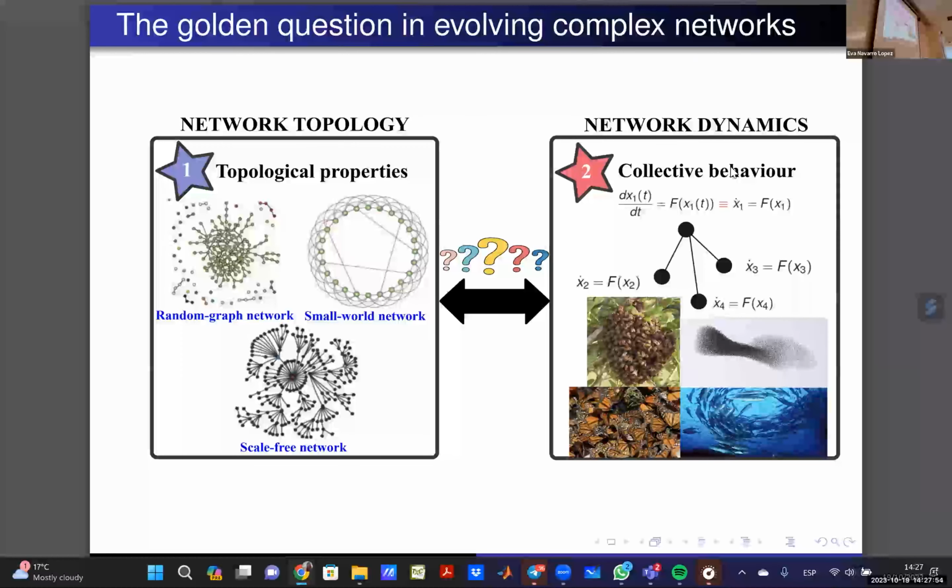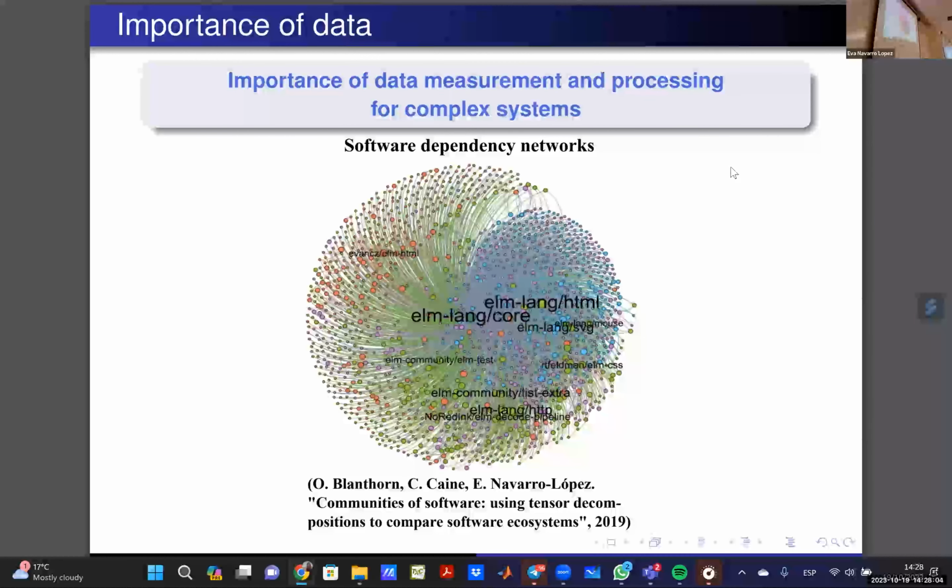How does the topology influence the dynamics, how does the dynamics influence the topology, and how can we model that? Today, there is no answer for that, and I am trying to find one. Now I'm going to present some recent work I have done, just to show the importance of data in all of this, to understand the topology and the dynamics. The data measurement and processing for complex systems is very important.